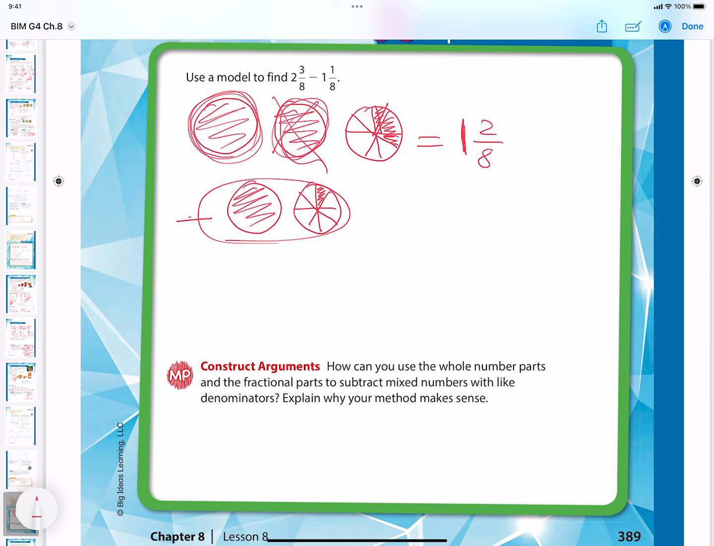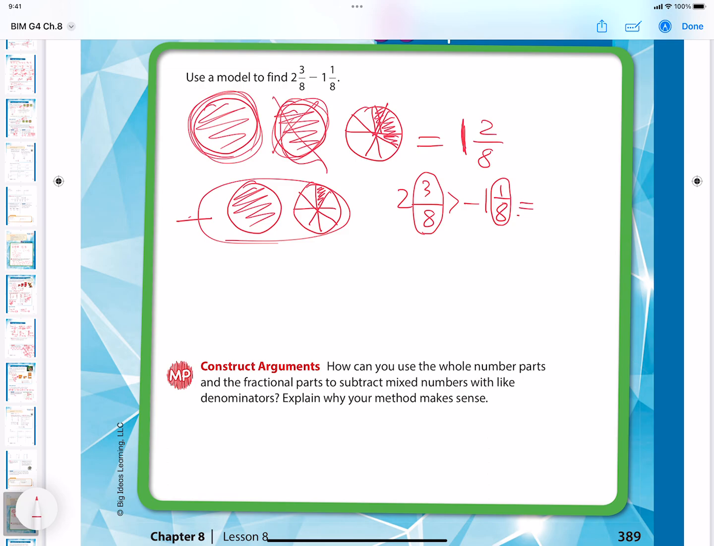Another way, 2 and 3 over 8 minus 1 and 1 over 8. You need to do what? The fraction first, fractional parts. Okay, see if you can take away 3 and 1. Which one is greater? Yes, this is greater. That means what? You don't have to regroup it, or rename it.